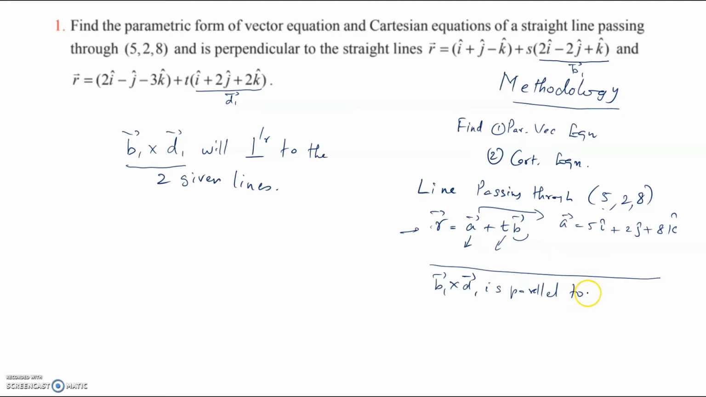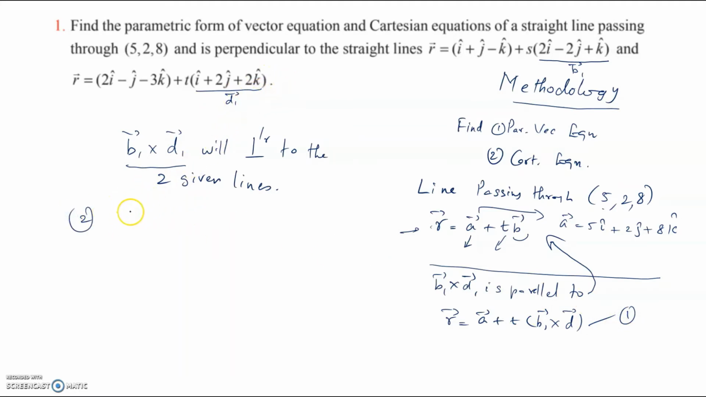So, B1 cross D1 is parallel to this line. Therefore, you can substitute into this equation of r equal to, put the value of vector A here, plus t times the value of the B1 vector cross product with the D vector, and then you will get the parametric form of the equation. This is 1. Then the second part is to find the Cartesian equations.